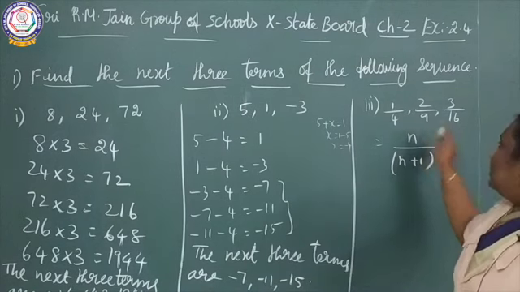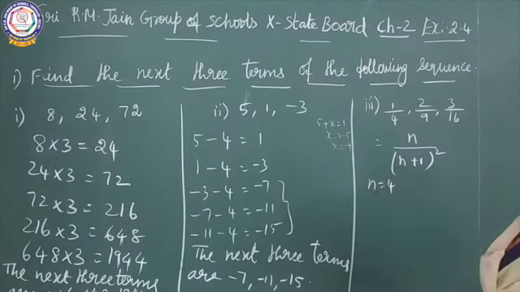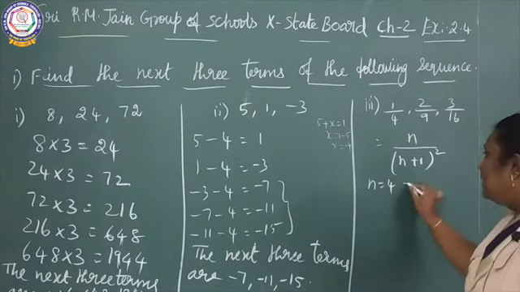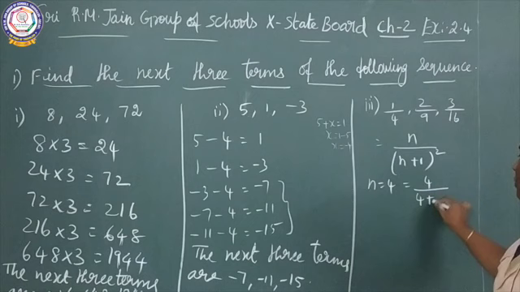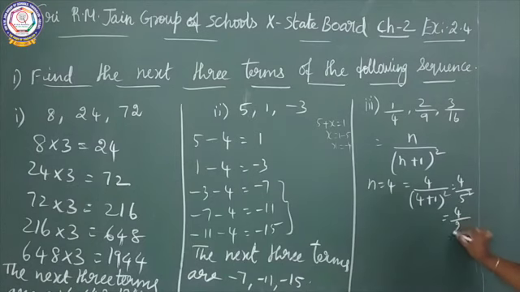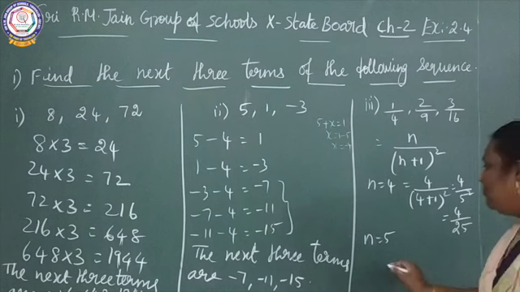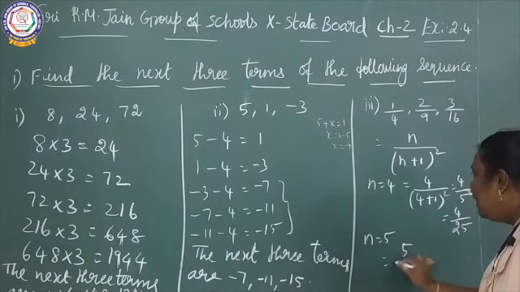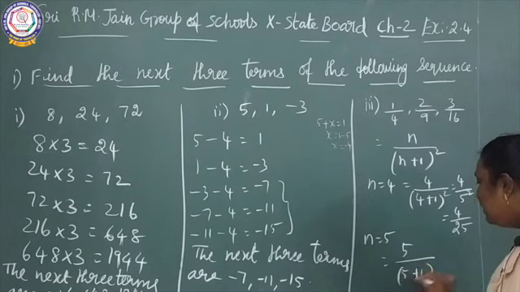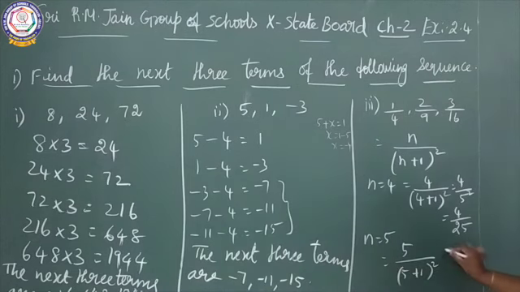So if n equal to 4, what is the value you are getting? 4 by (4 plus 1) the whole square is nothing but 4 by 5 square, which is 4 by 25. If n equal to 5, it gives 5 by (5 plus 1) the whole square, which is 5 by 6 square. It's nothing but 5 by 36.